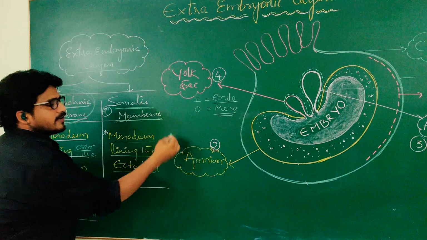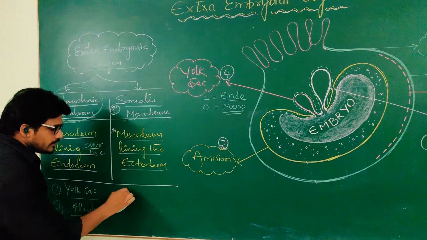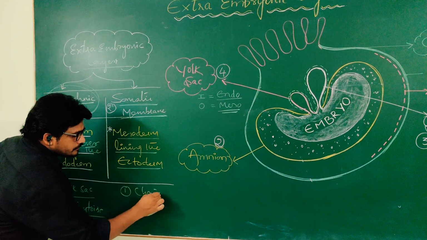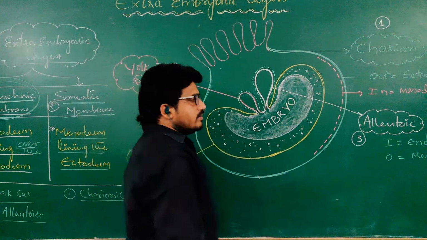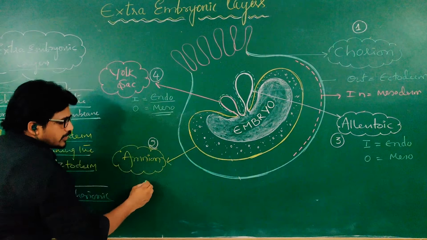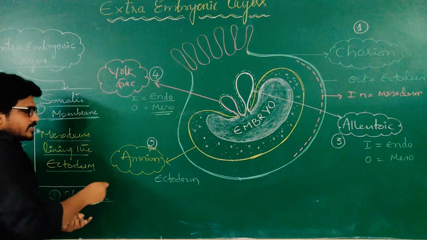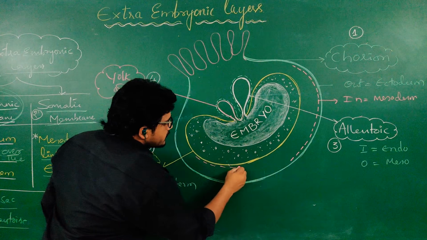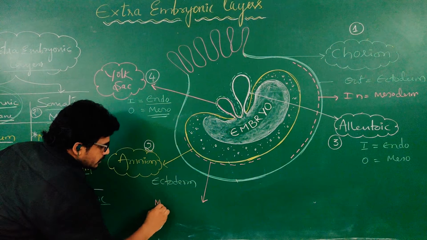That is why it is called somatic mesodermal extra embryonic membrane. Example, chorion or chorionic membrane. So what is the heading here? Allantois is completed. Amnion. This amnion is also from ectoderm. Now amnion is overlined by mesoderm. This is mesoderm.